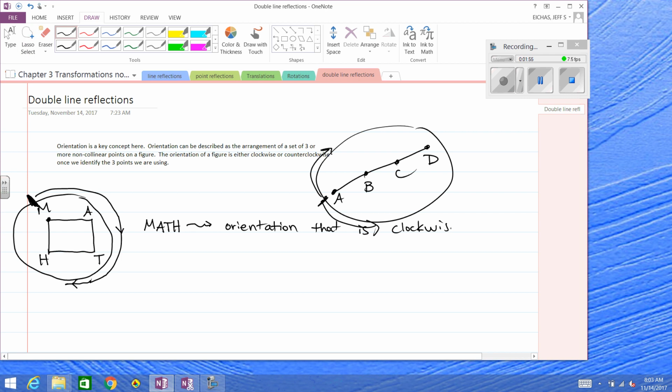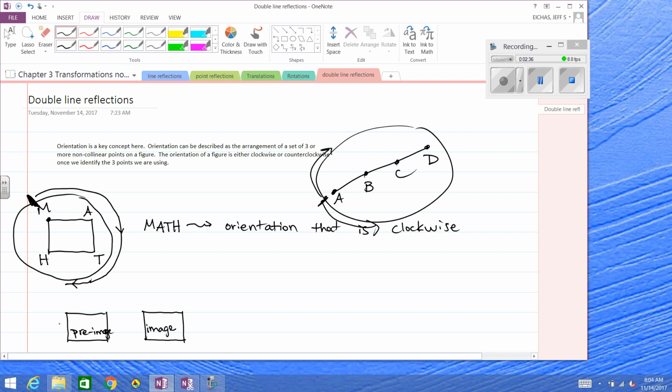Now, why is that important in line reflections? Well, when we line reflect, we switch orientation. So that's the way to identify it. What we'll get in a problem this chapter is a figure like this. If this is the pre-image and this is the image, it's hard to tell without the points identified. It could have been a translation, a rotation of 180, or a line reflection. Until we identify some points, we're not going to be able to tell.